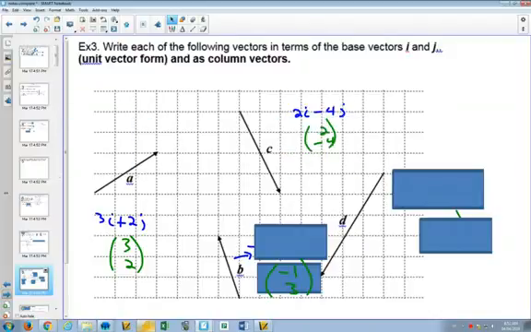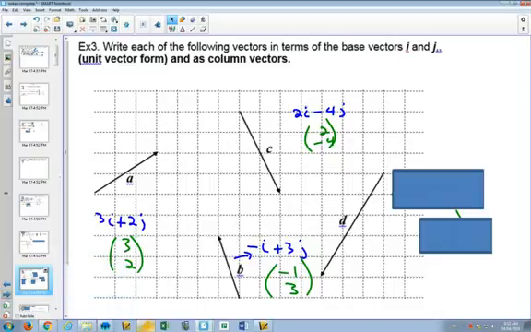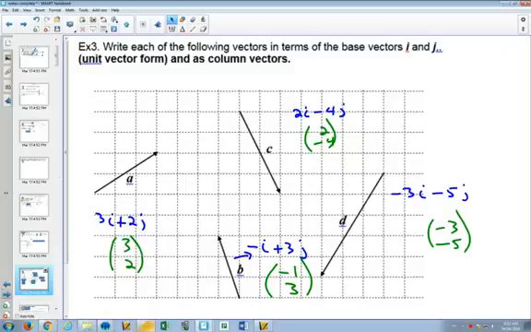So it's important that you look at the arrowheads, because you have a starting point and an ending point based on that arrowhead. So for vector C, it's 2, -4, which is 2i minus 4j. There's vector B, and finally vector D.